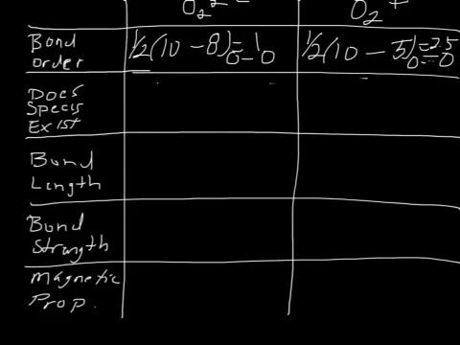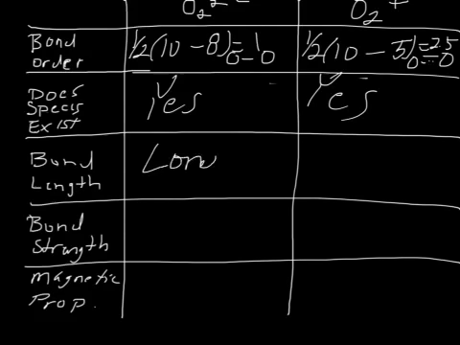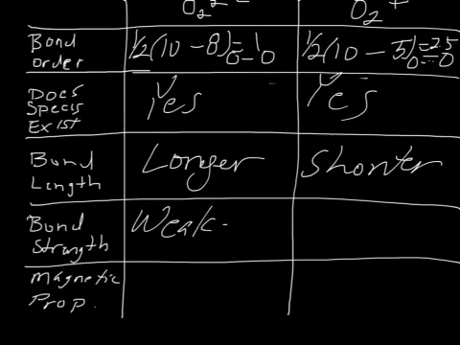All right, does the species exist? Yes, and yes. This one is going to be much more stable, where O2+ is going to be not too stable. The bond length, or how far apart the bonds are to each other, this is going to be longer. This is going to be shorter. The bond strength, this is going to be weaker, and this is going to be stronger. And all that means is how much force or energy it takes to break apart the bonds.